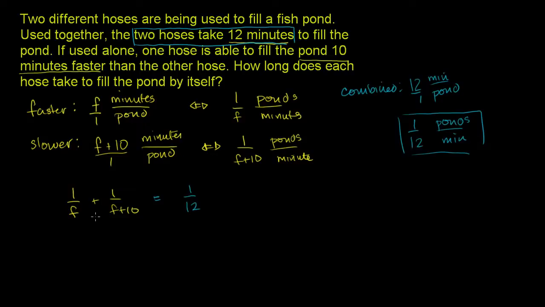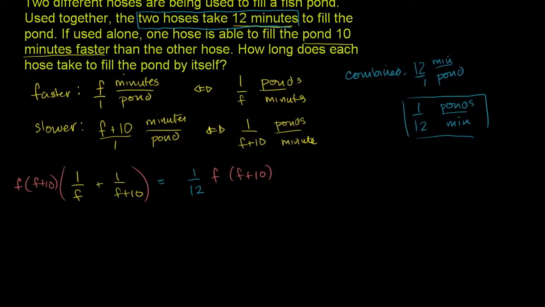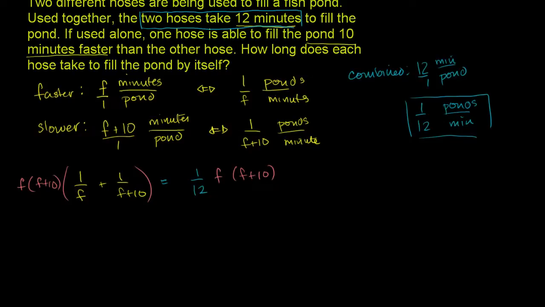So let's multiply. Let's see what we could do. We could multiply both sides of this equation times f and times f plus 10. So let's do that. Let me scroll to the left so we have some real estate. So let's distribute this f times f plus 10. If we multiply f times f plus 10 times 1 over f, that f and that f will cancel out, and we're just going to be left with an f plus 10.